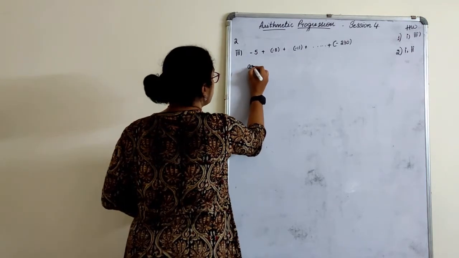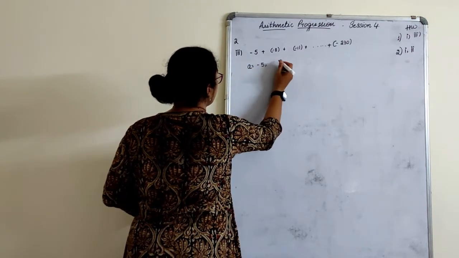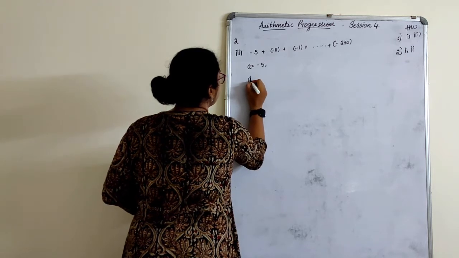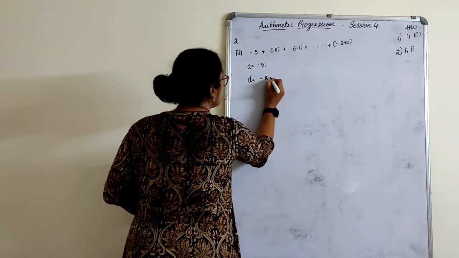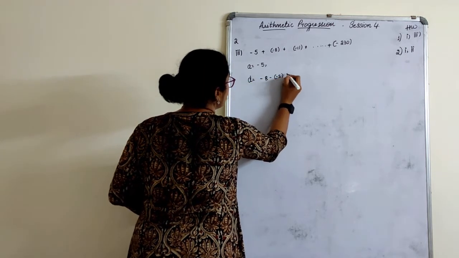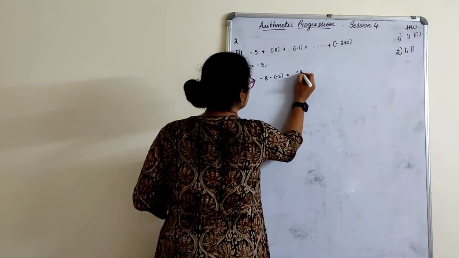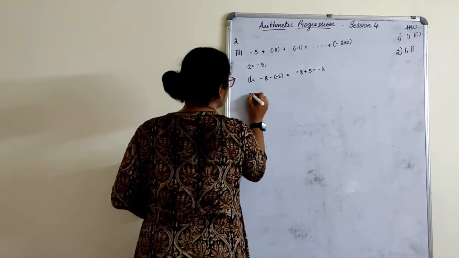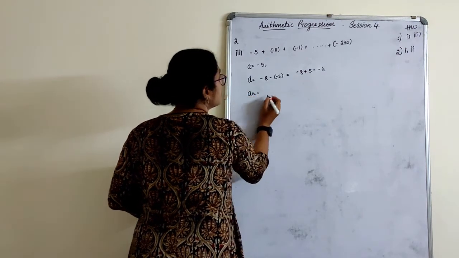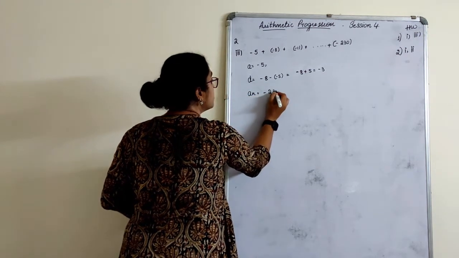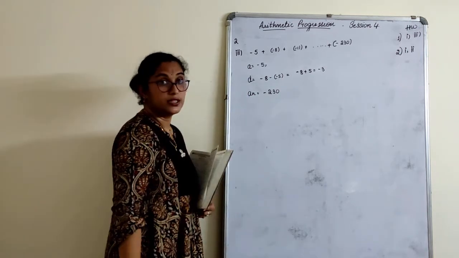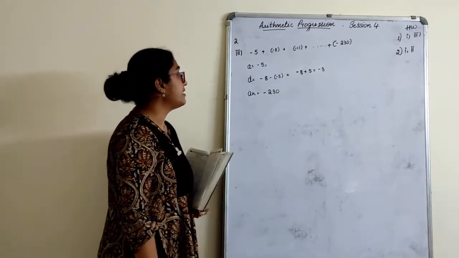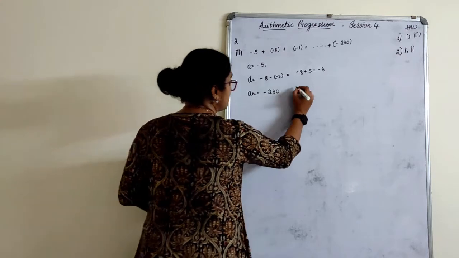So, a is equal to minus 5. Common difference is equal to minus 8 minus of minus 5. So it is minus 8 plus 5, which is equal to minus 3. An is equal to minus 230. Okay. Now An is there. We have to find Sn.